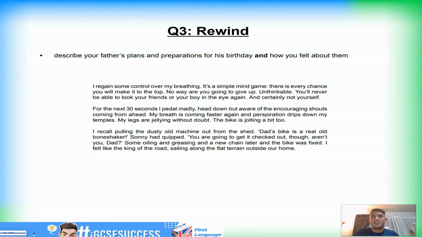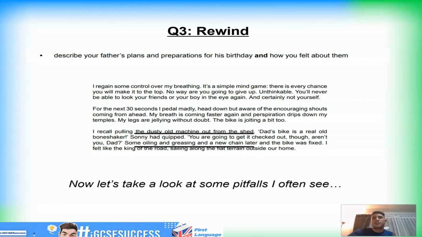I've just pulled this extract from the text. It's towards the bottom part of text C. And in terms of preparing, Dad pulls out his dusty old machine from the shed, and Dad believes that he's this bike mechanic. So instead of investing in a new bike, he decides to fix his bike himself. That's a little bit of context, and that's all you really need to know to understand this video.